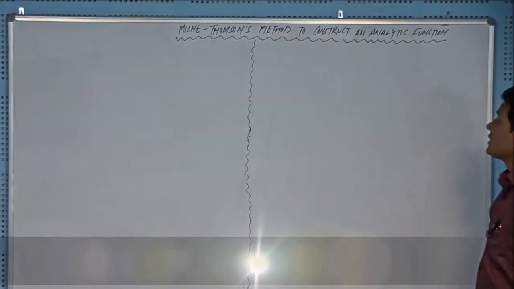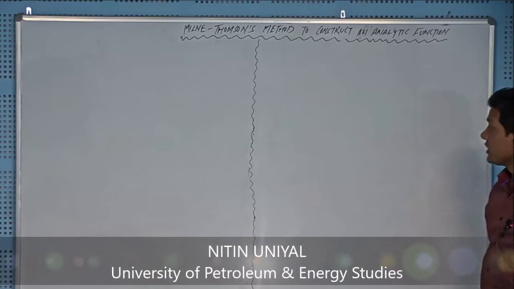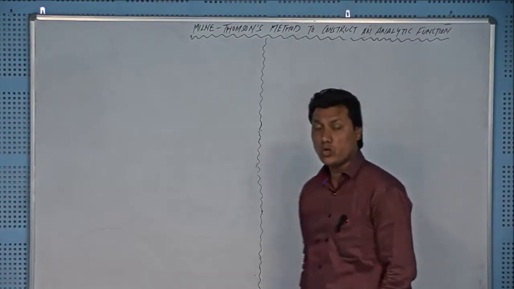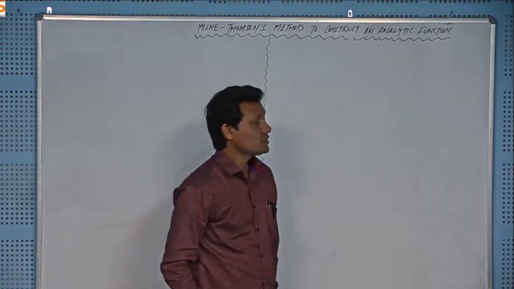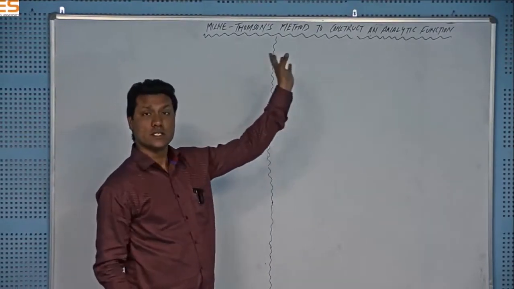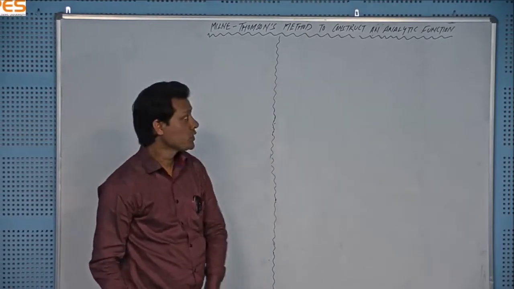The topic of today's video will be Milne-Thomson's method to construct an analytic function. Whenever there is a relationship between u and v, or precisely u or v are given, we are given the real or imaginary part of an analytic function, and we have to construct the analytic function f(z).